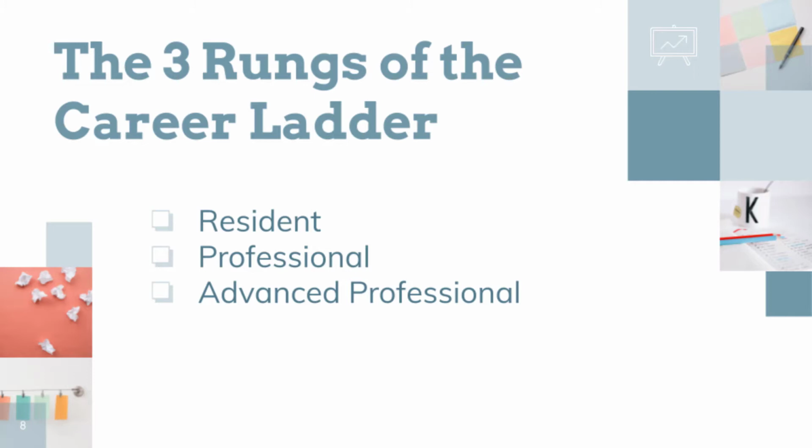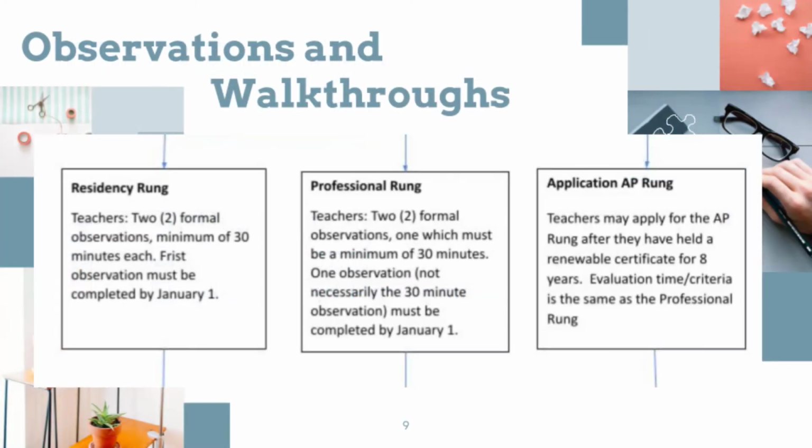Professional, instructional, and pupil service staff who have held a certificate for at least 3 years and have met the professional compensation rung performance criteria. Advanced professional, those who have achieved the requirements for the advanced professional rung, which will be discussed further in this presentation. The 3 rungs of the ladder have different evaluation requirements.